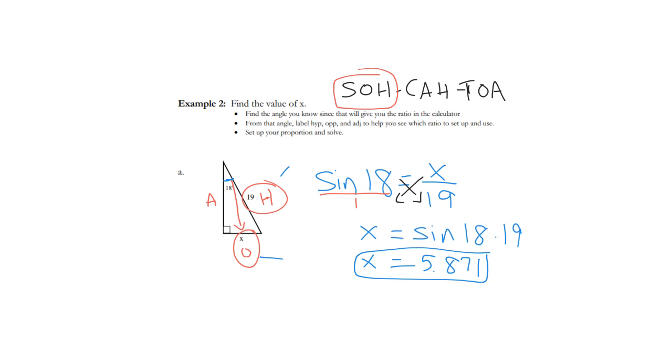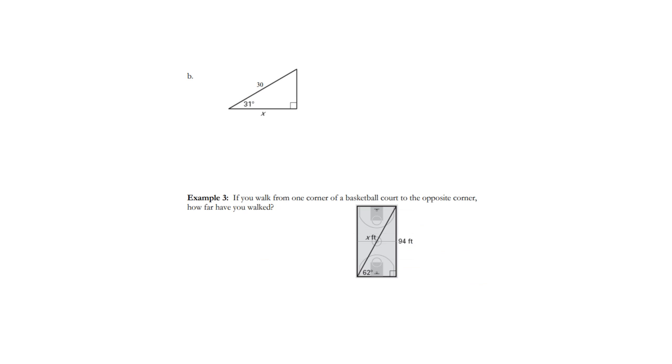So we have now found the missing side length right here, 5.871. We know the side is 19 still. We could find this side now either using a trig ratio or by using a squared plus b squared equals c squared if we needed to find that side. But we don't. Let's carry on. Okay, a couple more examples.